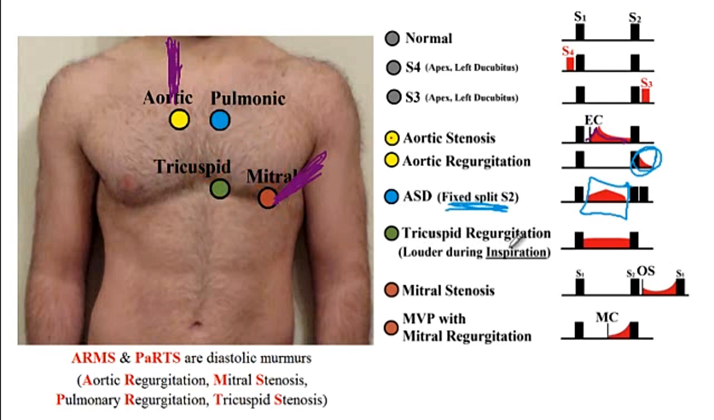Next, we have the tricuspid regurgitation, which is a holosystolic murmur that is louder during inspiration. This is due to the fact that during inspiration, there is more blood that goes to the right side of the heart. Therefore, the tricuspid as well as the pulmonic heart sounds would be louder during inspiration. So in the example that I'm going to provide you here, just note how the murmur is louder during inspiration compared to expiration.